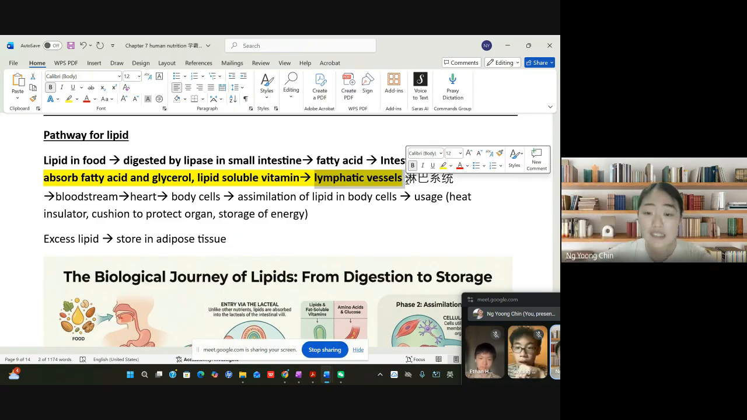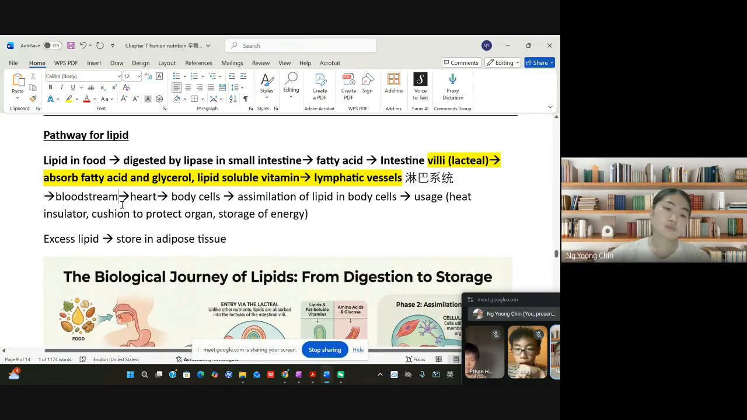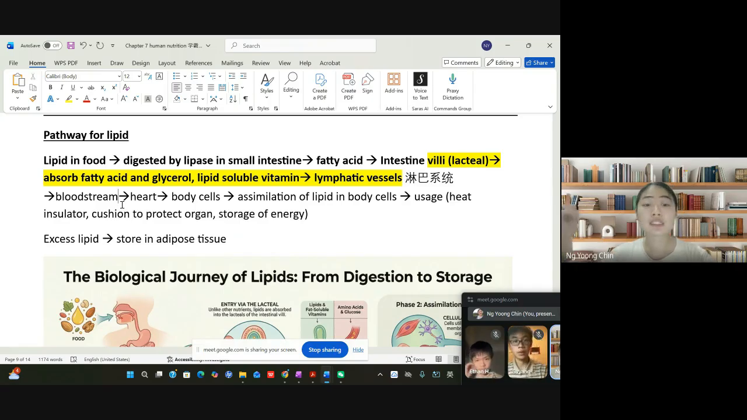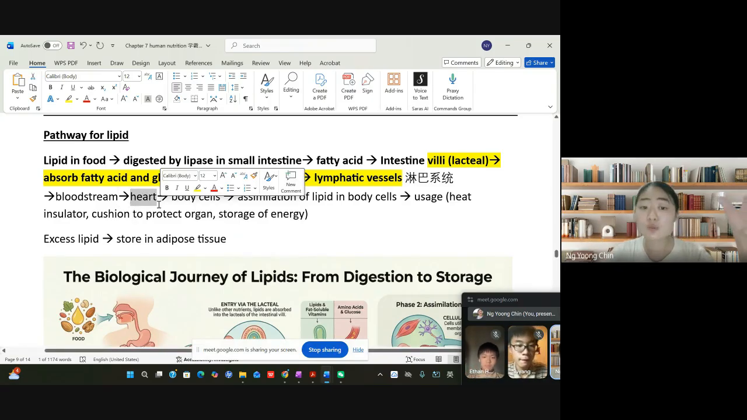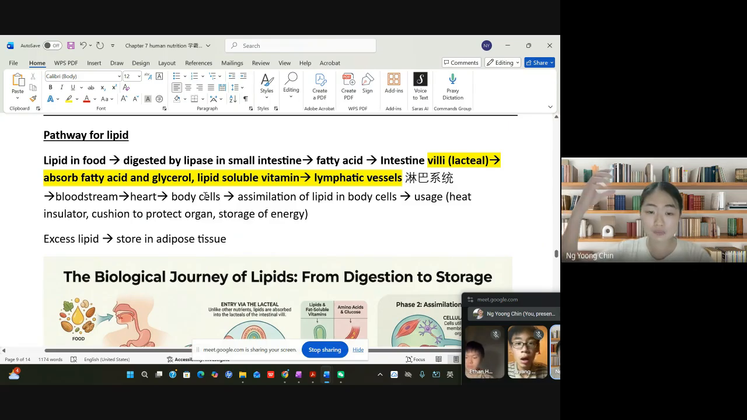From the lymphatic vessel, they go back to our bloodstream. From the bloodstream, they will be drained back to our heart, because just remember that all the blood in our body goes through the heart. It's that simple. From the heart, they pump the blood to the body cell. The heart consists of the aorta, which allows the blood to be transported to all parts of the body.